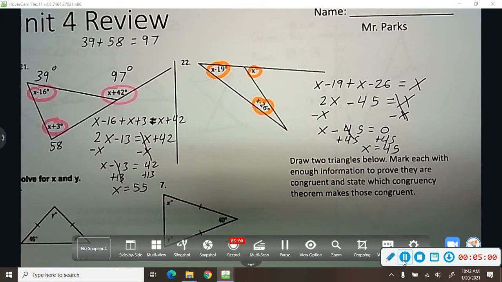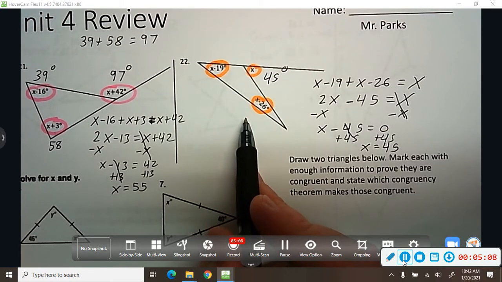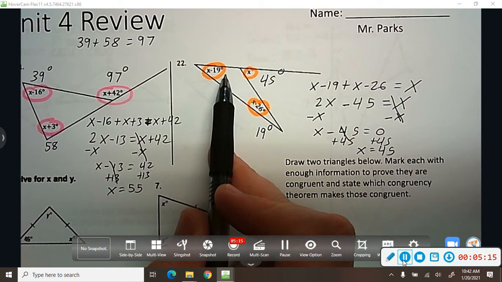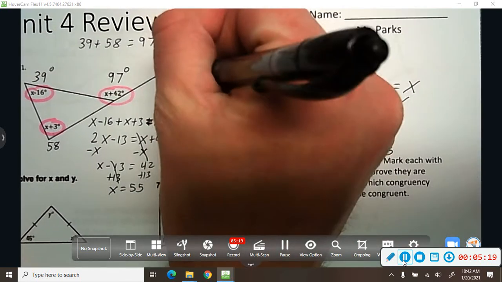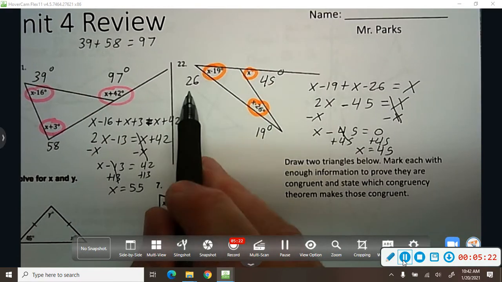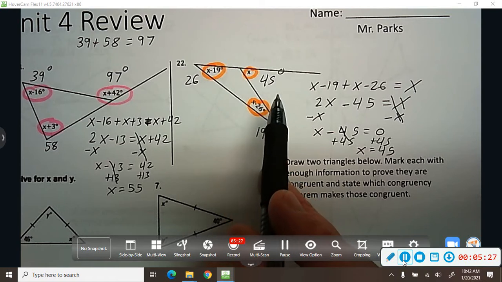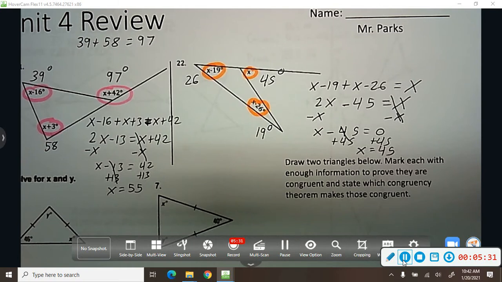Now, am I right or wrong? Again, it doesn't hurt to plug in. So x is 45. What's 45 minus 26? That's 19. And then what's 45 minus 19? That's 26. Is 26 plus 19 equal to 45? Yes. So I know I did this correct. If this was a multiple choice test, I could also plug in the answers until I found the one that was true.